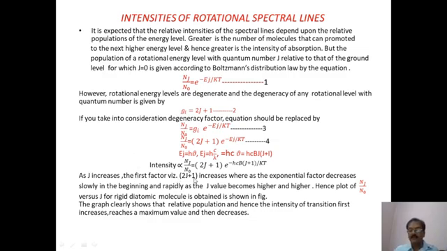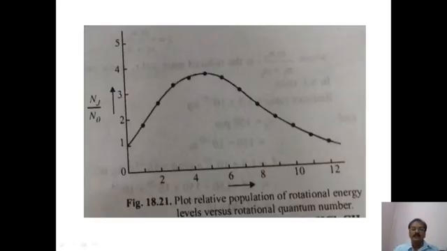So as j increases, the first factor 2j plus 1 goes on increasing, whereas the exponential factor decreases slowly in the beginning and rapidly as the j value becomes higher and higher. Hence, the plot of nj upon n0 versus j for a rigid diatomic molecule is obtained as shown in the figure. The graph clearly shows that the relative population, and hence the intensity of the transition, first increases, reaches a maximum and then decreases. This is what the figure shows.